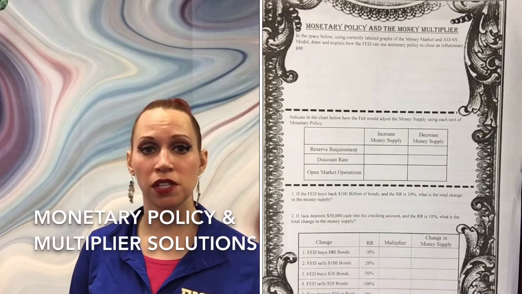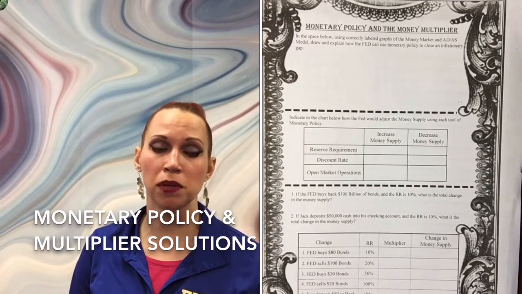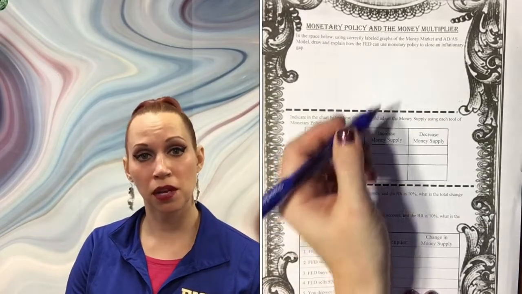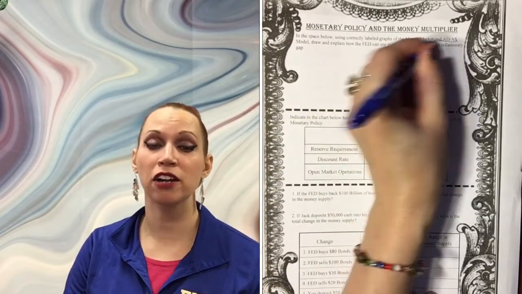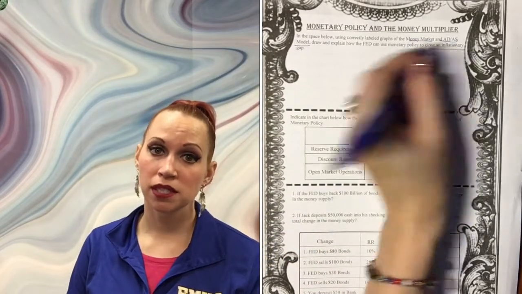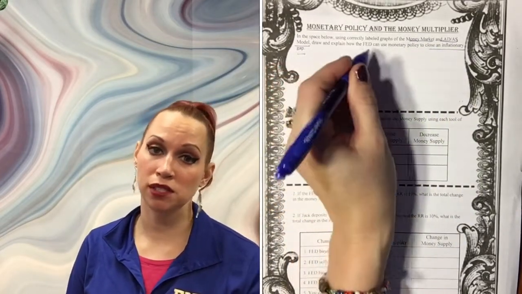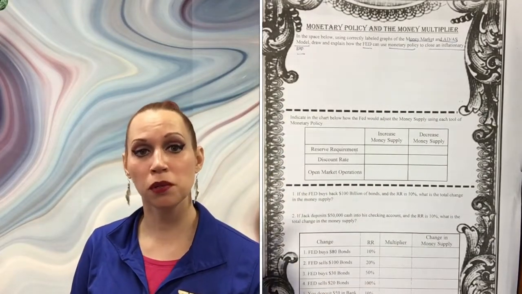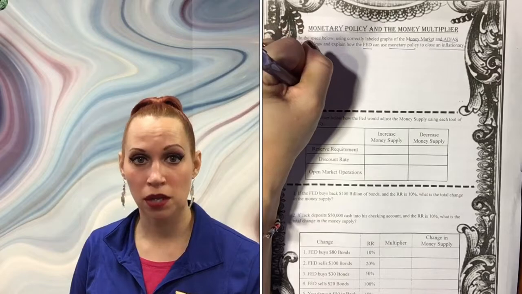This is a solutions video for the monetary policy and the money multiplier worksheet. Now the first part asks you to draw the model of the money market and the aggregate supply aggregate demand model, and show how those two can link up to illustrate how a change in the money supply can close an inflationary gap.